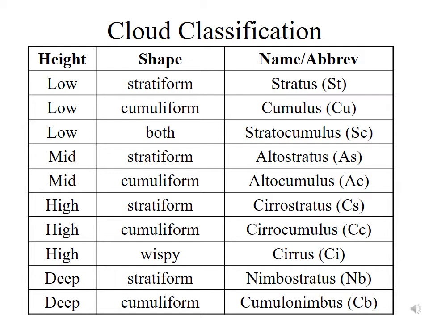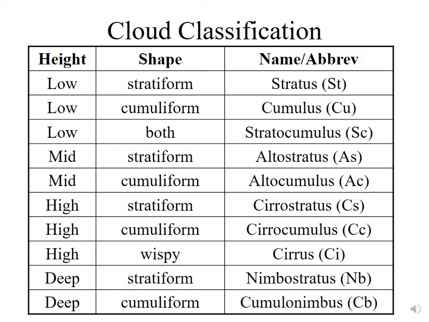Then we have mid-level clouds. The prefix that we use to describe them as mid is alto. And then, putting that together with the shape factor, we have altostratus clouds, AS, and we have altocumulus clouds, AC. The high-level clouds, the prefix that we have for high-level clouds is cirro. And so our combination of cirro and stratiform would give us cirrostratus clouds, CS. And cirro plus cumuliform clouds would be cirrocumulus, CC.